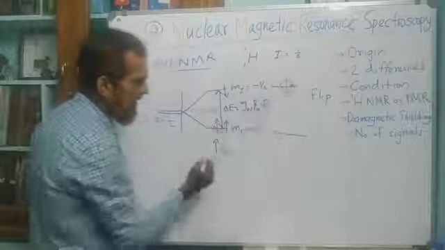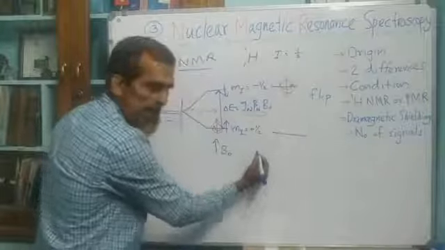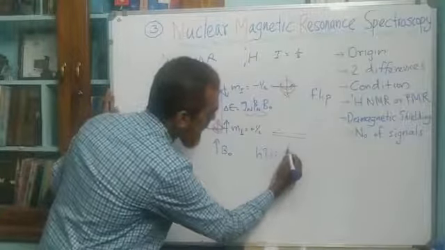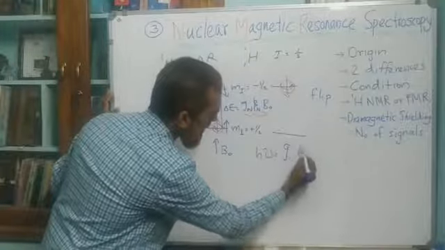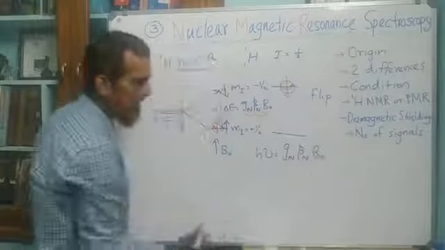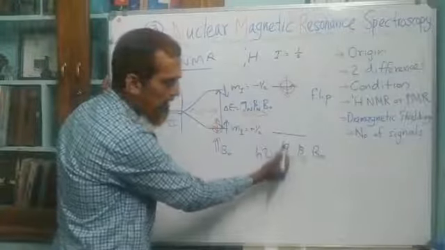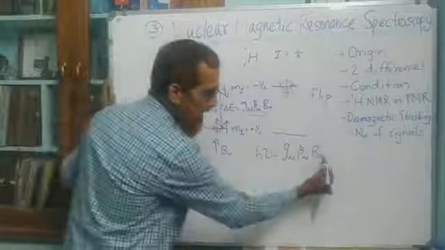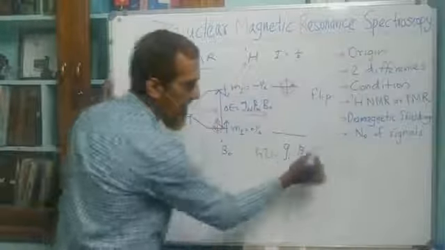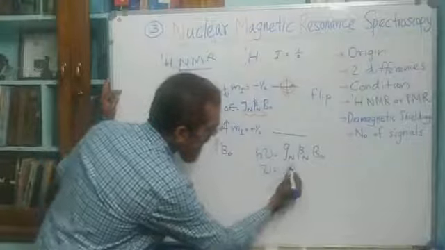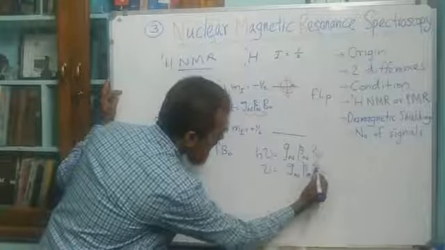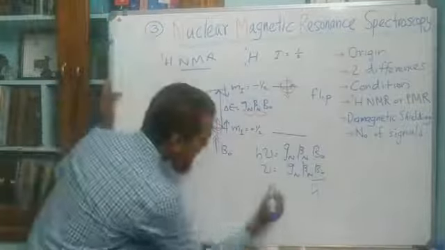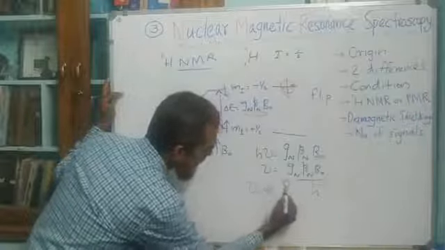Now this energy equation, by Planck's theory, energy is h nu. So we can write h nu is equal to Gn beta n B0. What is Gn? This is called the nuclear G factor. Beta n is the nuclear magneton, which are all constant values. B0 is the applied magnetic field. That's the variable here. So nu equals Gn beta n B0 divided by h. H, you know, is Planck's constant. So from this you can see that nu is proportional to B0, right?